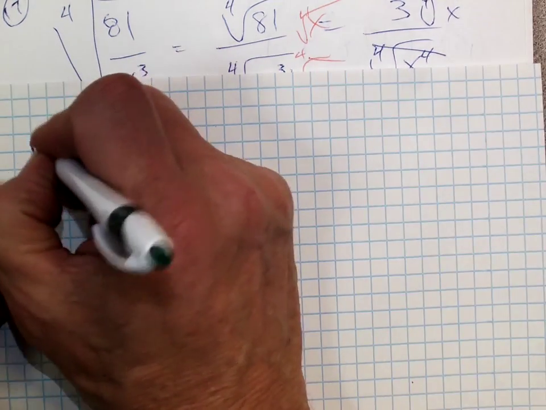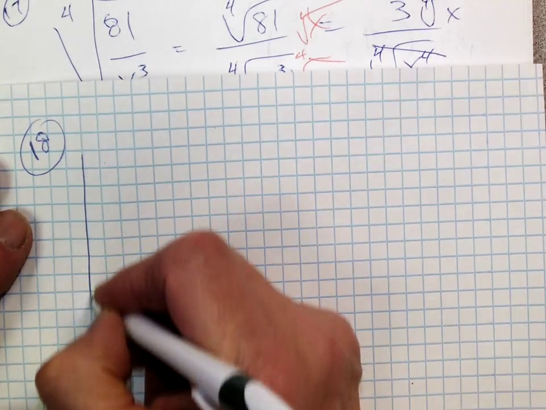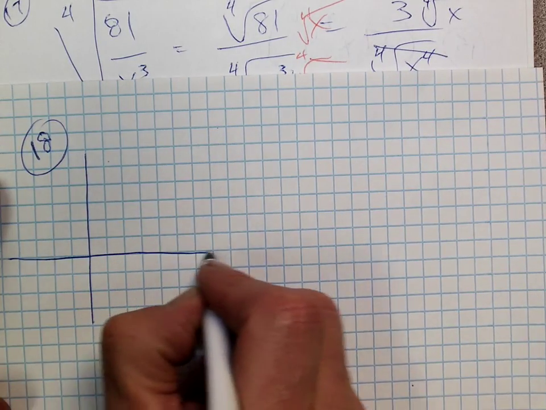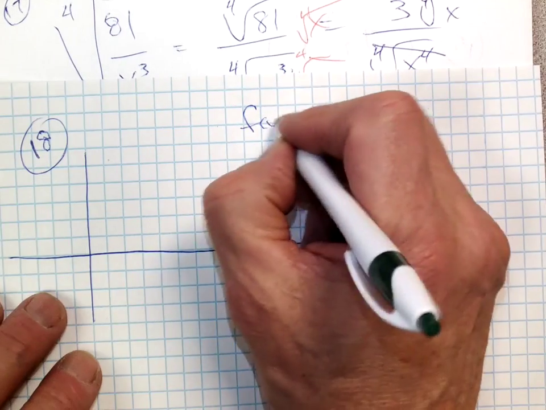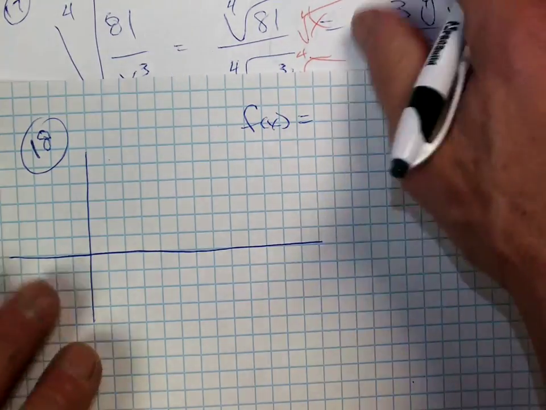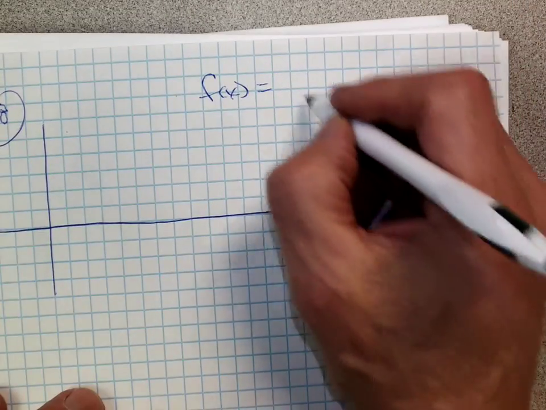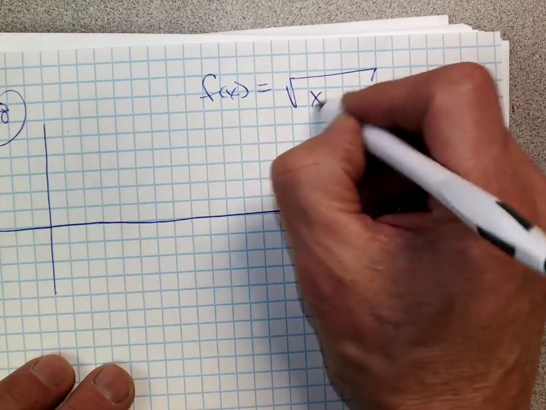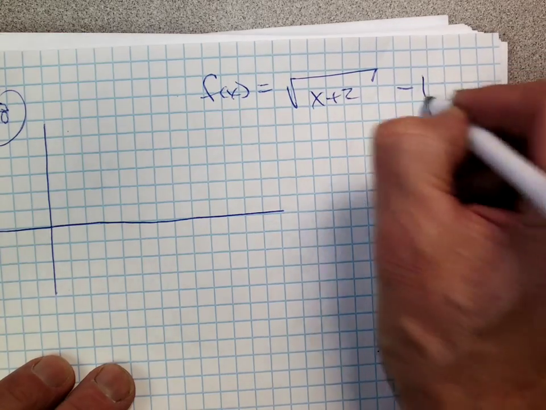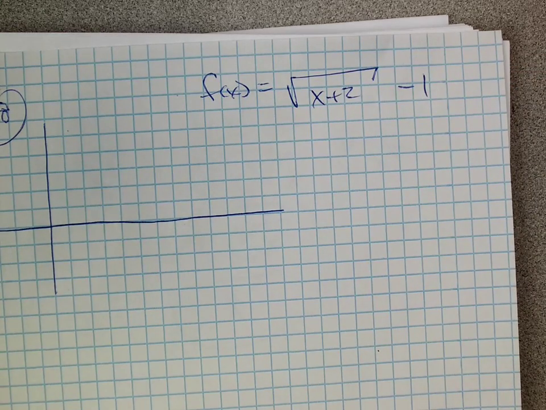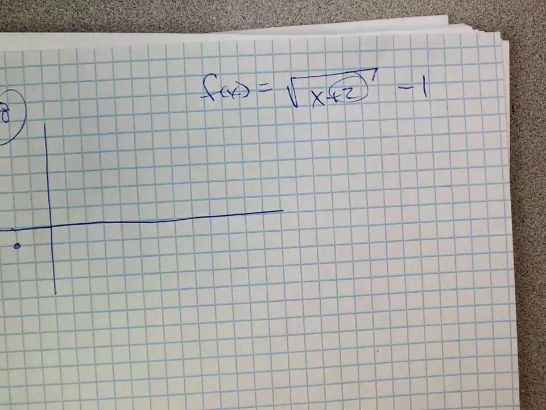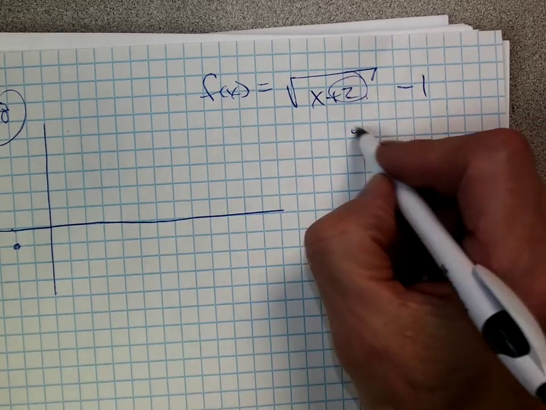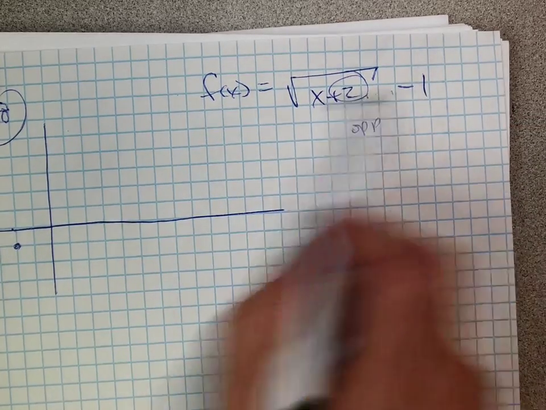18. Let's see if I can get this. I'm going to have f of x equals square root of x plus 2 minus 1. Now, I like the way Becca said it the other day. She said the starting point, right, Becca? Becca said the starting point is at negative 2, negative 1, because it's the opposite. So go to negative 2, negative 1, starting point.